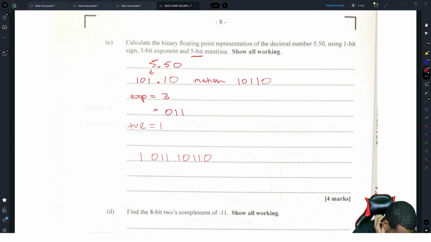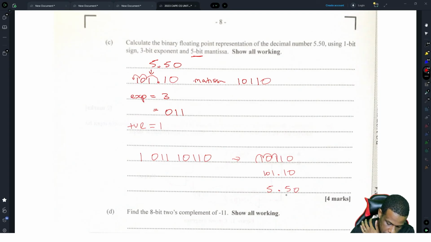The exponent is 3, because you have to move back 3 spaces, which will be 1, 2, 3. If we were to work it back the opposite direction, the mantissa is 1, 0, 1, 1, 0. The exponent is 3, so that'll go 1, 2, 3. You'll get 101.10. 101 is 5, and the 0.1 will give you a half.